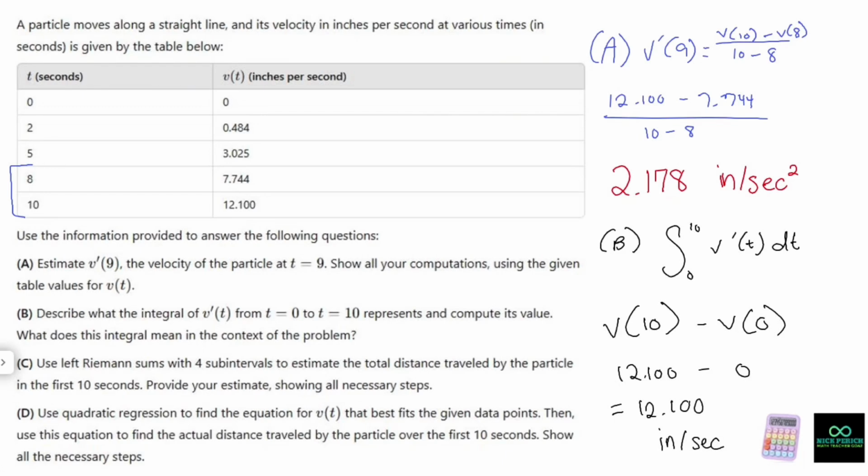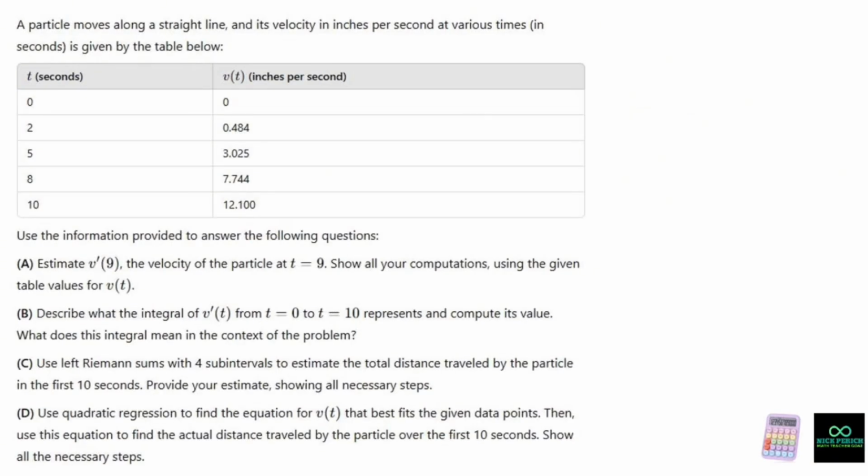Now what we're going to do is open up a new slide and take a look at C and D on this slide and try to understand what they mean and see if we need our calculator for that. So C is asking us to use Riemann sums, ooh, everybody loves that, with 4 subintervals to estimate the total distance traveled by the particle in the first 10 seconds.